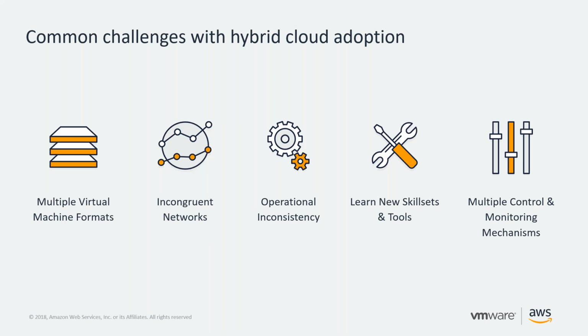So from a VM format, you'll be able to use the same familiar VMs that you have on premises with VMware Cloud on AWS. You're able to extend your networks, so you're no longer having to deal with incongruent networks. As far as operational inconsistency, you now have that operational consistency where the same look and feel of VMware that you're utilizing on premises is the same with VMware Cloud on AWS. And then also, you get to utilize the same skill sets and tools that you utilize today with VMware Cloud on AWS. And any type of monitoring mechanisms that you're using to control your environment, you can leverage that as well.